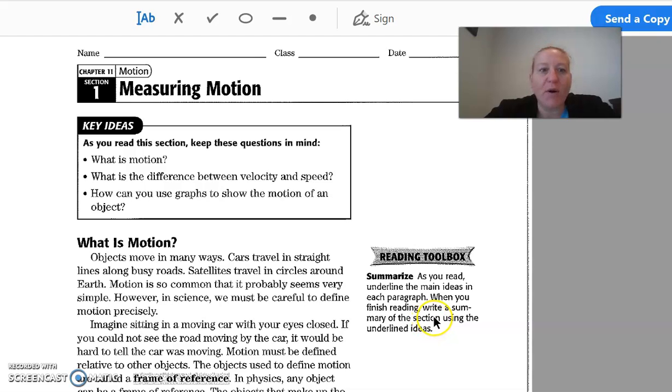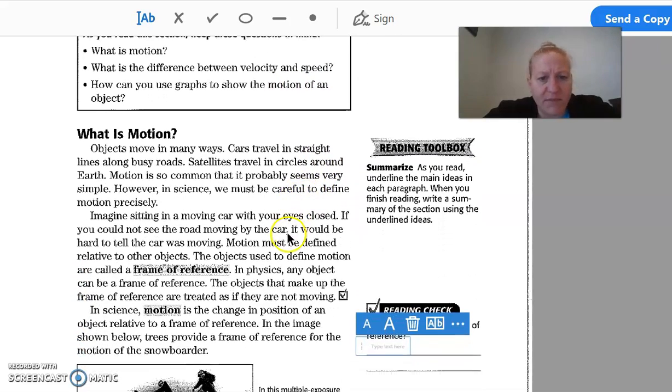So let's go over Chapter 11, Section 1, which is measuring motion. So today our key ideas are: what is motion? What is the difference between velocity and speed? And how can you use graphs to show the motion of an object?